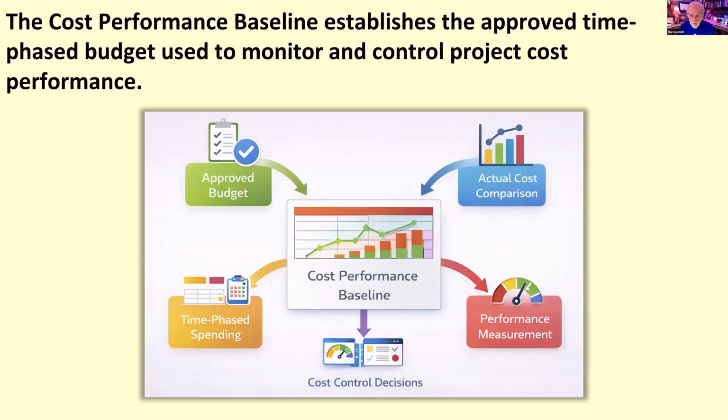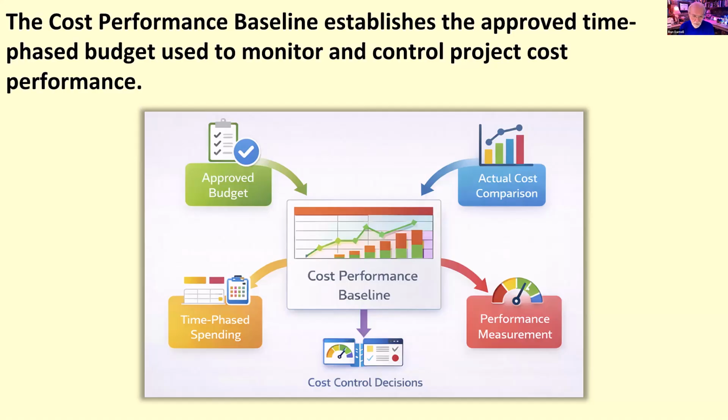And we'll talk about that in a little bit here in a minute. The key idea is that the baseline is not just a total cost number. It's an approved budget that's distributed across time. In other words, it reflects the planned spending as the project moves through its activities, procurements, and delivery milestones.